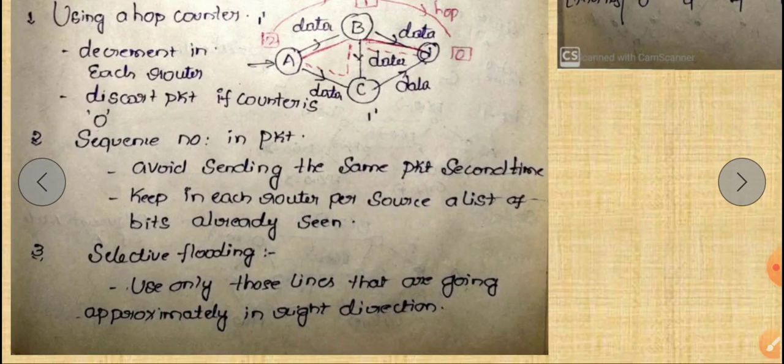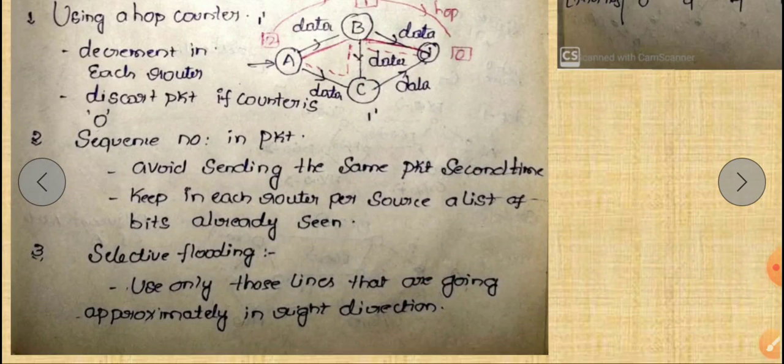So in this sequence number in the packet, avoid sending the same packet a second time. Keep in each router, per source, a list of numbers already seen, which is nothing but a table. So each router should maintain a table of how many packets were received, with their unique numbers. If the same unique number is received once again, you can discard the packet at the router itself.